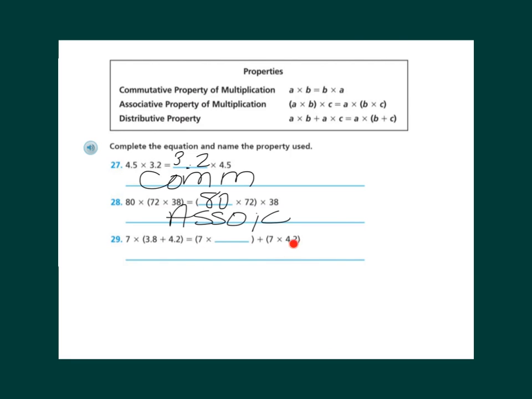a little bit of 7 to the 4 2/10. So I see 4 2/10 here, I see 4 2/10 here. What needs to go in this blank spot? Oh yeah, 3 8/10. 3 8/10. So this would be considered the distributive property.